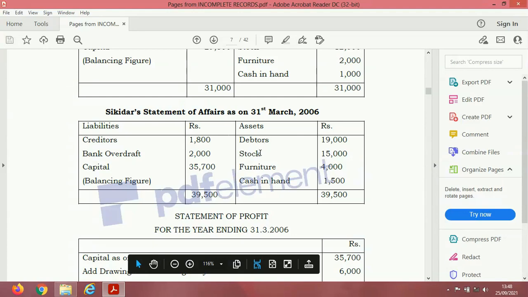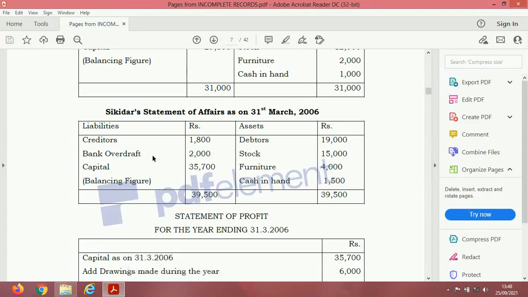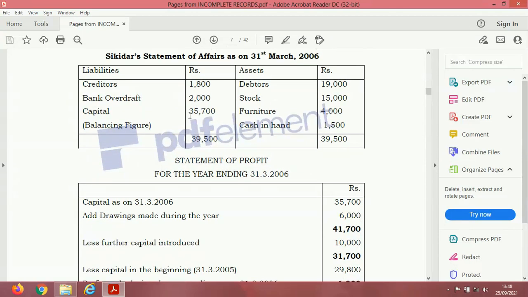We are only seeing debtors, stock, furniture, cash in hand. We are seeing creditors, bank overdraft. Now you might ask me, where is the capital you're talking about? I'm saying it is going to appear in the statement that is going to come out of this information. So we shall go and prepare a statement to show our profit.